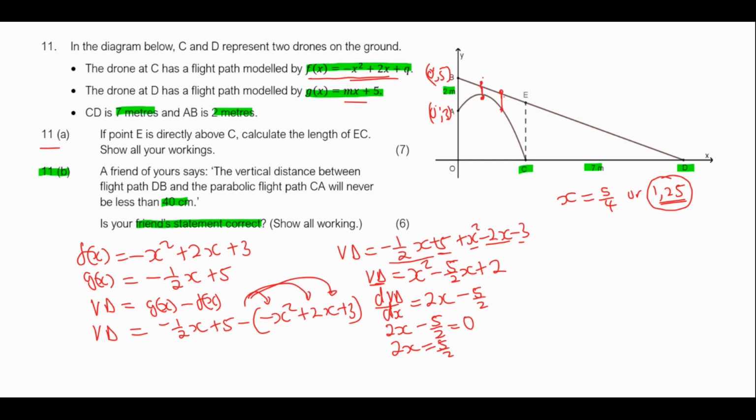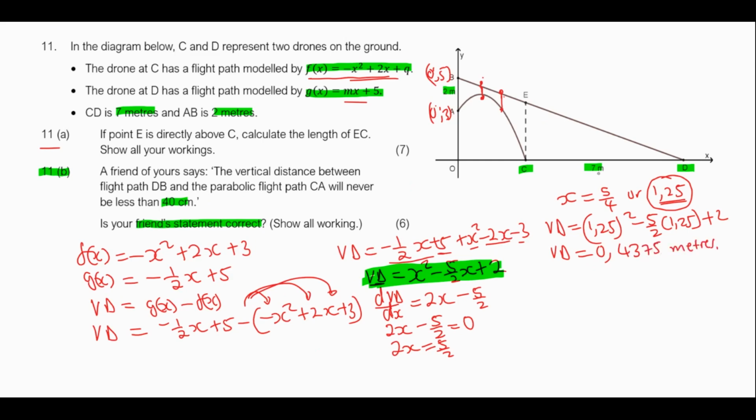And then this is our vertical distance. It's going to be minimum if x is equal to 1,25. So where there's x here, we put 1,25. So the vertical distance is equal to 1,25 squared minus 5 over 2 times 1,25 plus 2. And then you can use your calculator here. So VD is equal to 0,4375 meters. What you're given is in meters, so the answer we're getting is in meters.